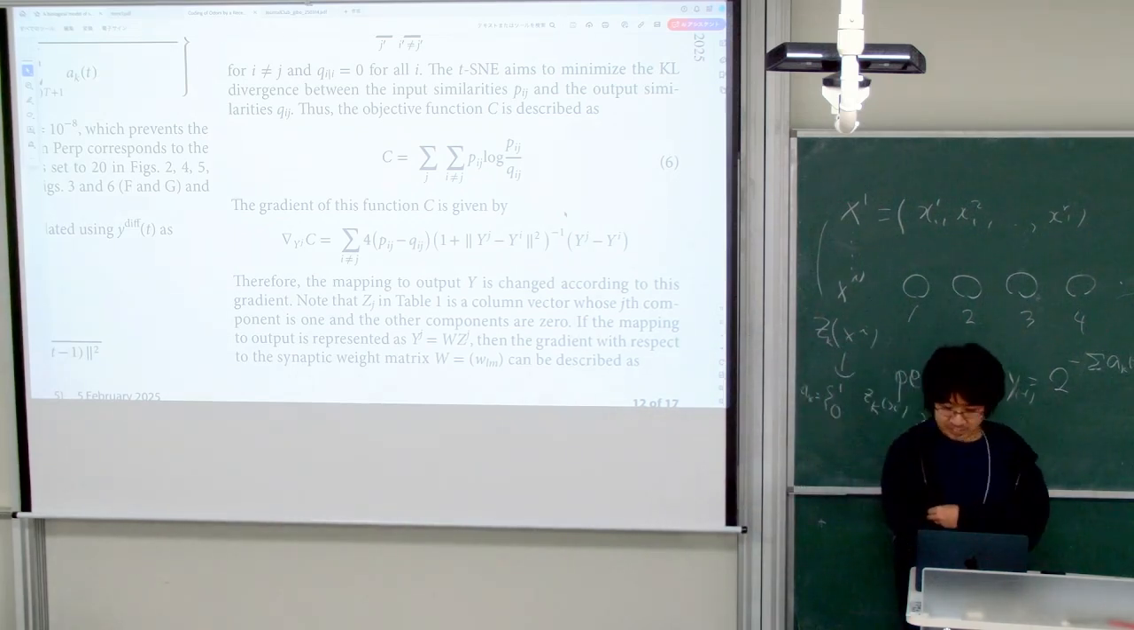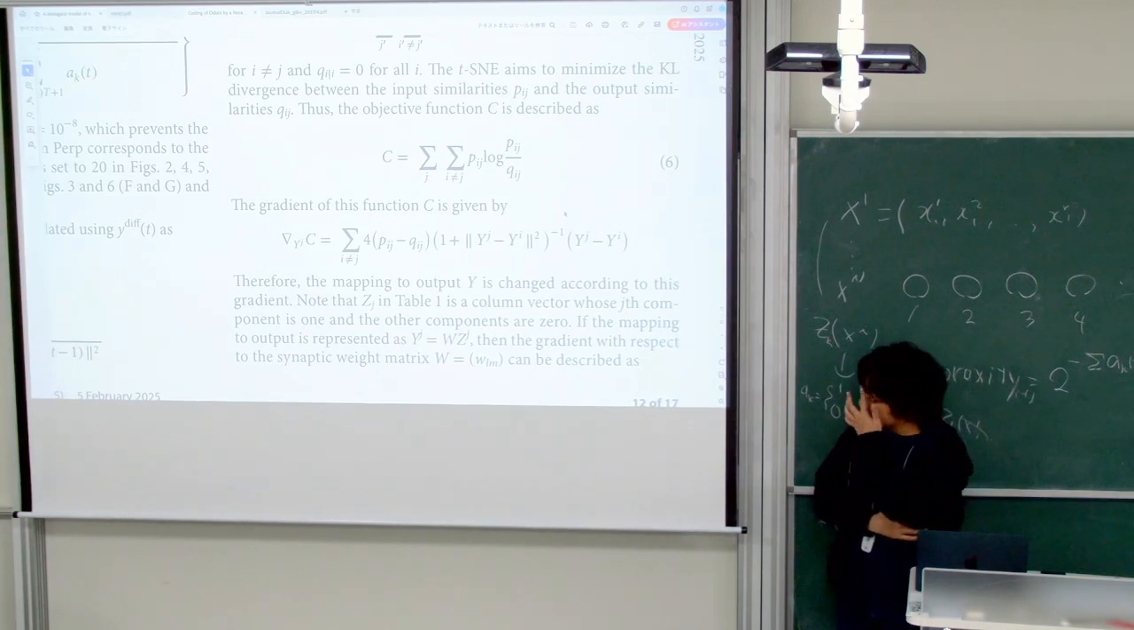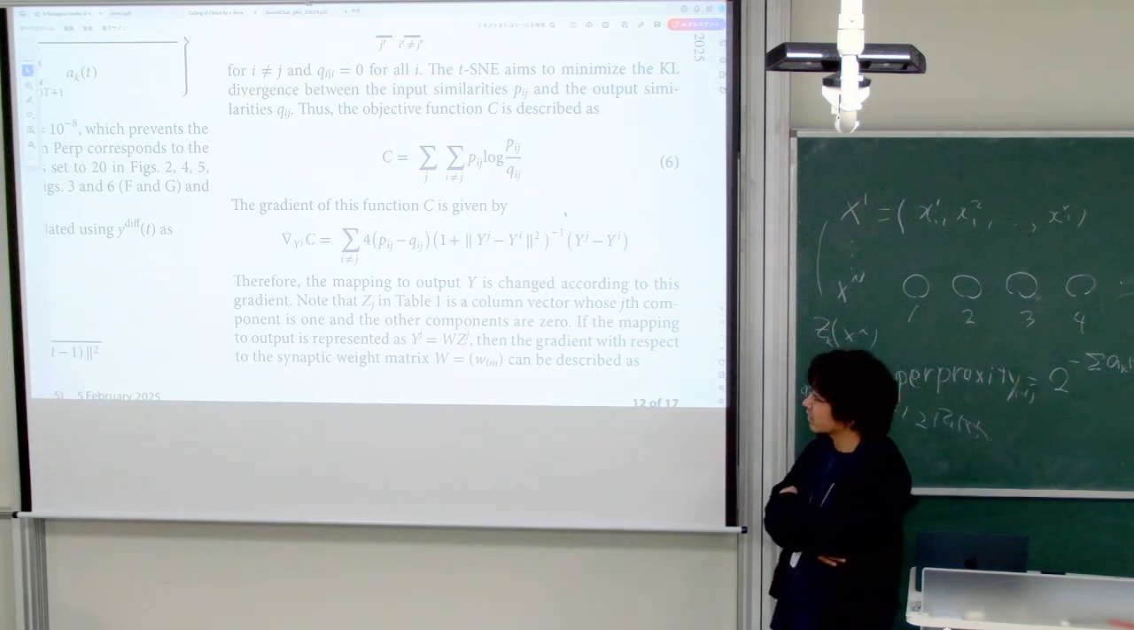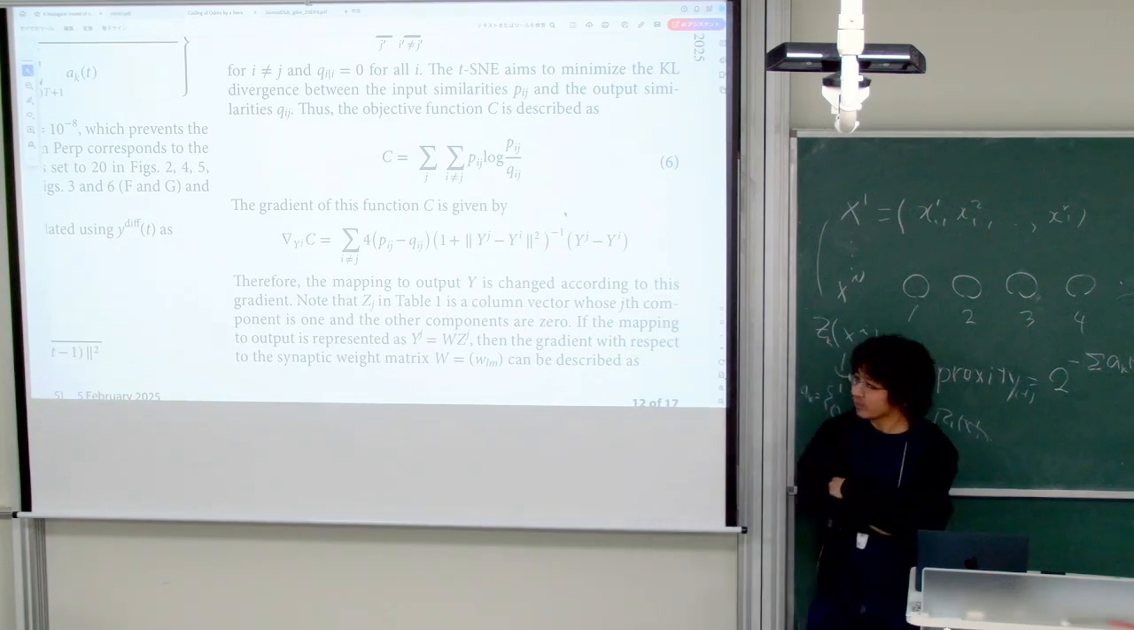Well, that's a big problem for neurons, right? How do they do calculus? So then, that's the Hebbian rule. If you differentiate with respect to y, the gradient becomes like that.